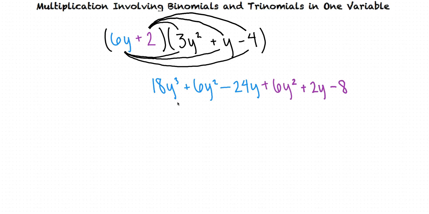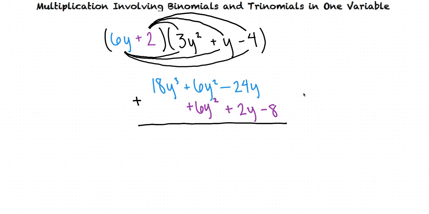We have one term with y cubed in it, so we'll start by leaving that one there. Next, we have two terms with y squared, so we can put this 6y squared beneath this 6y squared. We also have two y terms, so we can put the 2y beneath the negative 24y. Lastly, we have one constant term, the negative 8, so we can put that next to the other purple terms. Now we want to add up the vertical columns.